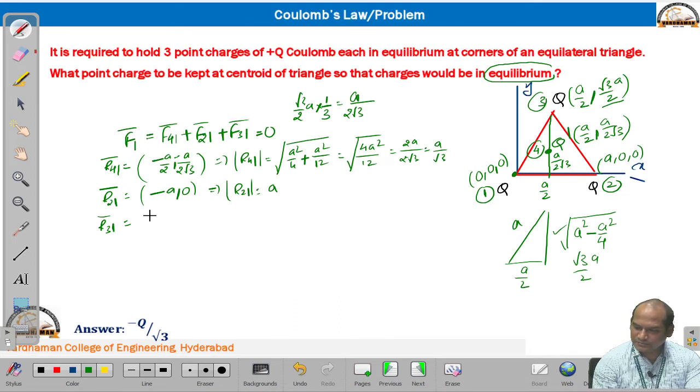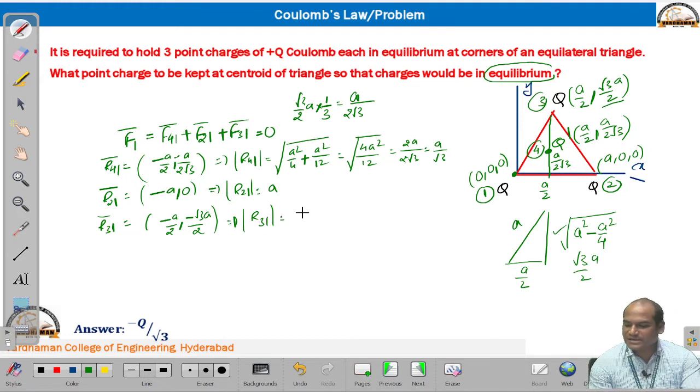Okay. That is 0 minus a by 2 is minus a by 2, comma 0 minus root 3 a by 2, so minus root 3 a by 2. You need not calculate the magnitude, because that is one of the sides of the equilateral triangle, that is a. If you calculate also you will get a only. So, we have the distance vectors, then we are ready to calculate the force.